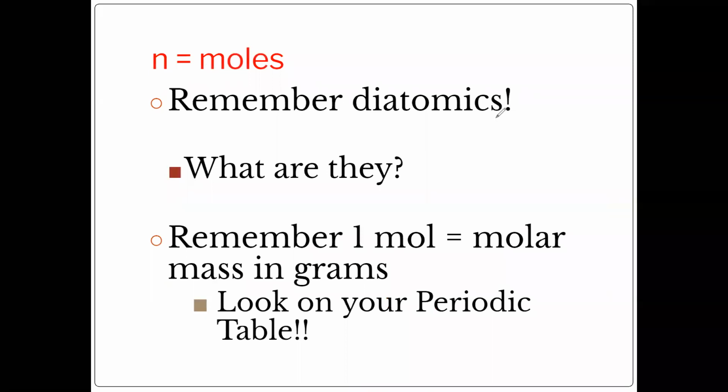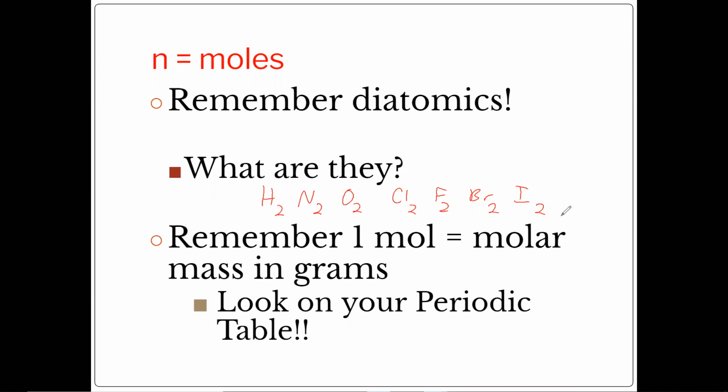Remember diatomics, please. By this point, you should have circled all of them on the periodic table and you should know what I mean when I say diatomic, but hydrogen, nitrogen, oxygen, chlorine, fluorine, bromine, and iodine all show up in pairs when they are by themselves. And quite often, hydrogen, nitrogen, oxygen, chlorine, fluorine, bromine, and iodine are in a gaseous state, which means they apply directly to the ideal gas law a lot.